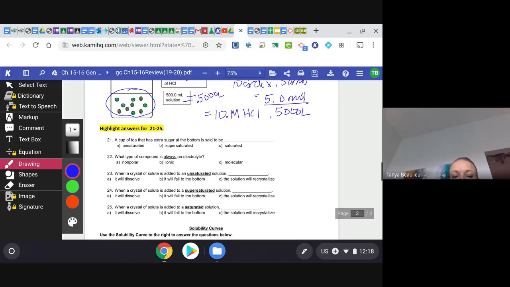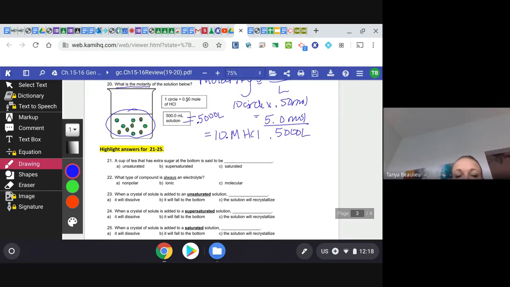For 21 through 25, really important. Again, I had a lot of people get the types of solutions wrong on the supersaturated solution lab. So there are some key terms, some key ideas here to help you understand whether it's saturated, unsaturated, or supersaturated. Whenever you have solute on the bottom of your beaker or your cup or your test tube, that means the solution is holding the max amount it can and all the extra goes to the bottom. That means it is saturated. Holding the maximum amount of solute is a saturated solution.